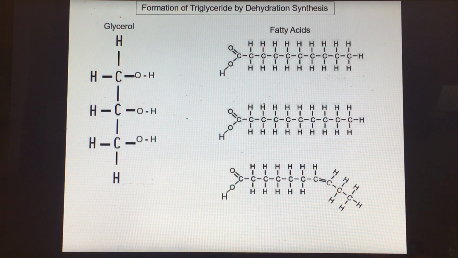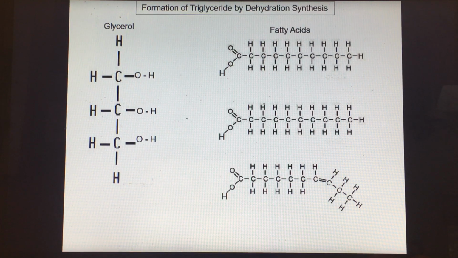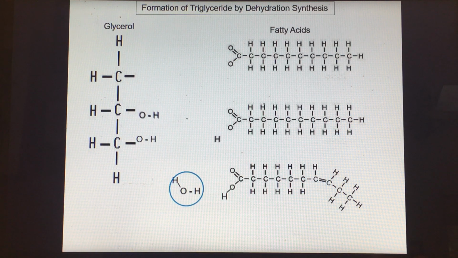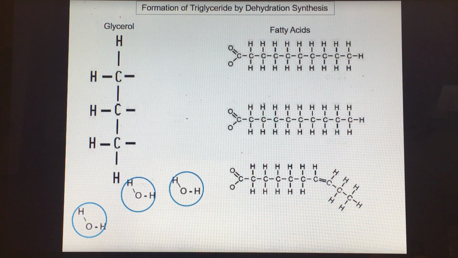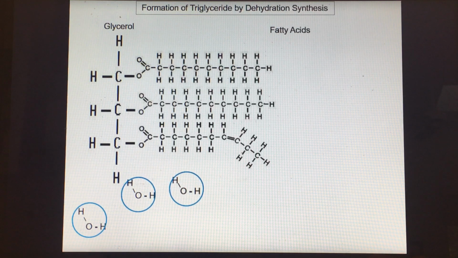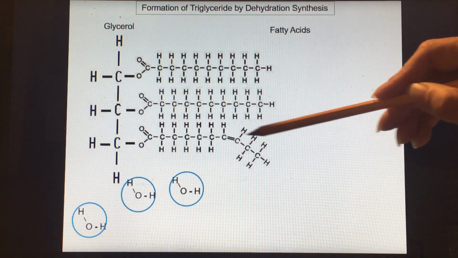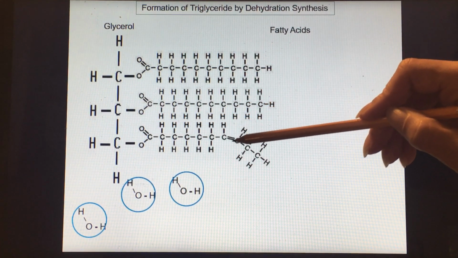So now I'm going to show you the formation of a triglyceride by dehydration synthesis. So we have water forming. In order to make room, those hydrogens and hydroxides come off to make room for the new atoms to bond. So this is a saturated fatty acid, this is a saturated fatty acid, and this is an unsaturated fatty acid because of this double bond here.